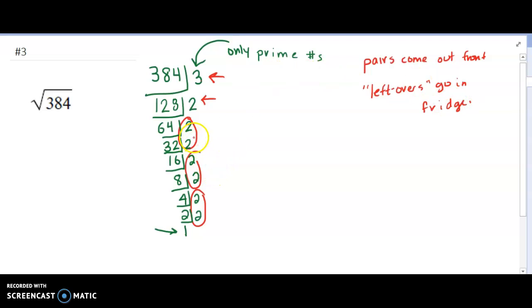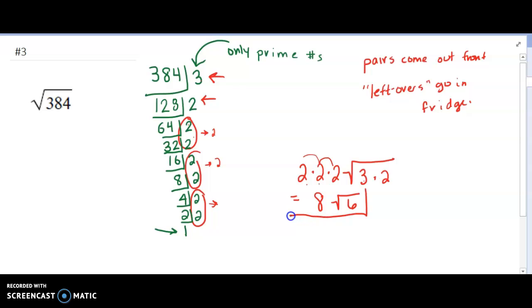So pairs come out front. Notice I have 3 pairs. Each of these comes out as just a 2. When I have more than one, I multiply them. So 2 times 2 times 2 is out front. When I have multiple leftovers, I multiply them as well. So I could say 3 times 2 in the fridge, or under the square root. Well, guys, 2 times 2 is 4, times another 2 is 8. The square root of 3 times 2 is 6. This is my simplified answer.